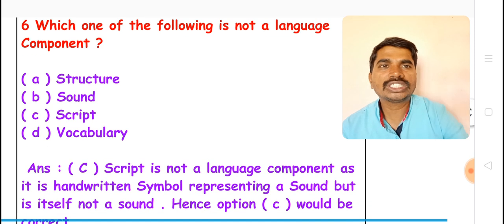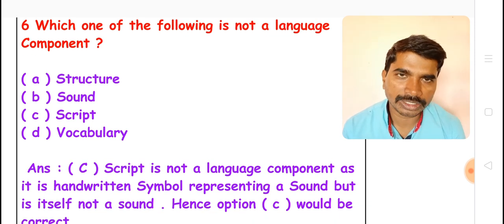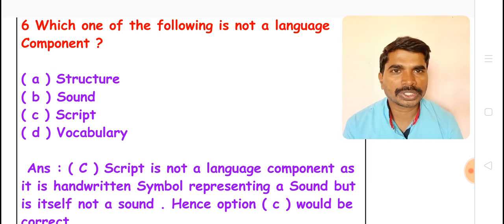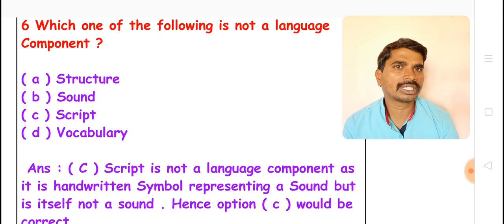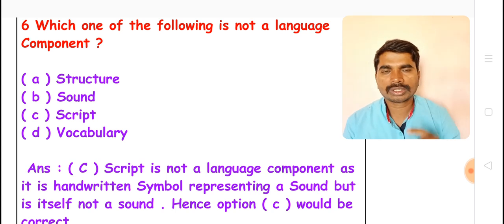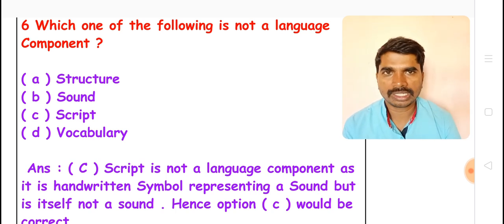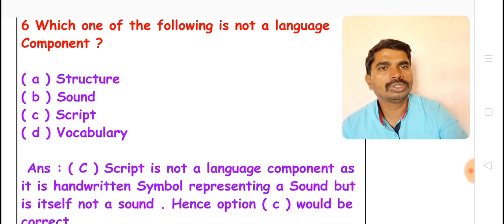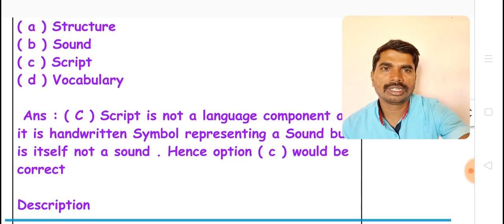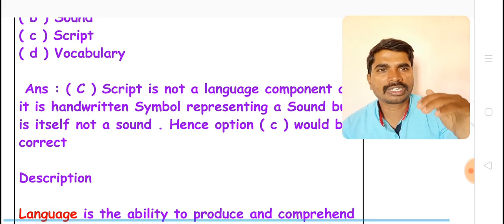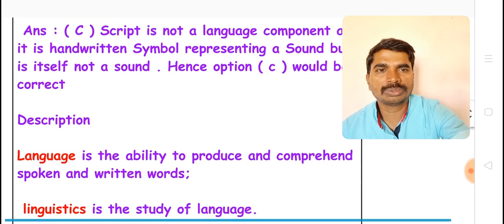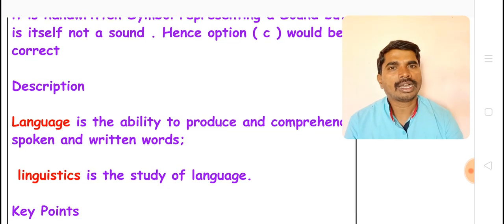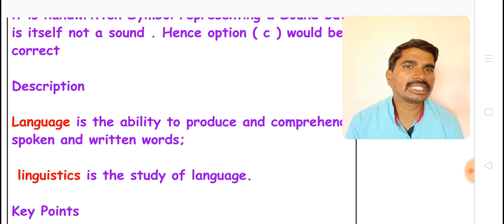Next question. Which of the following is not a language component? Very, very important question. Here, out of the given options, script is not a language component. Structure, sound, vocabulary, these are the components of language. Script is a written symbol that represents sounds, but in reality it's not a component. Let's learn about these things in detail.